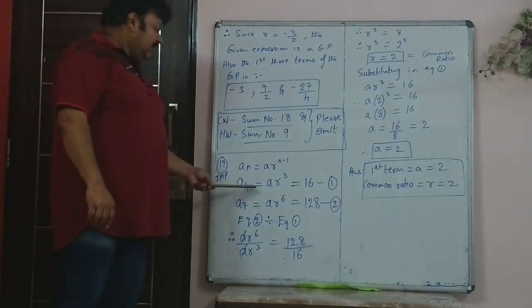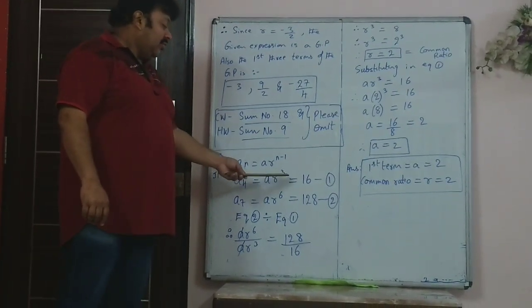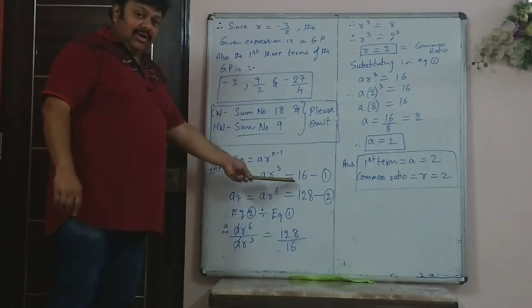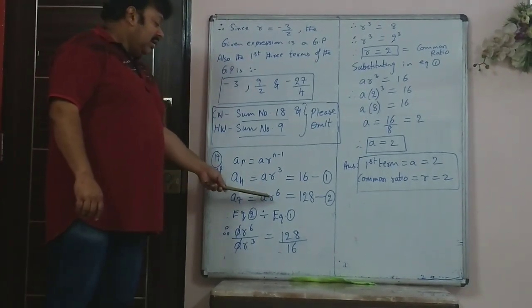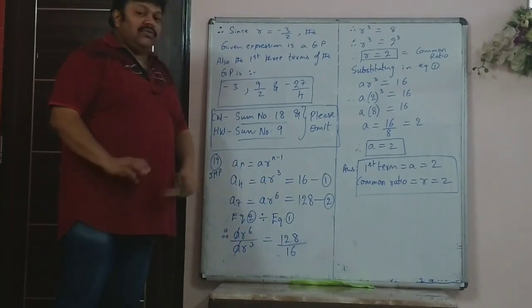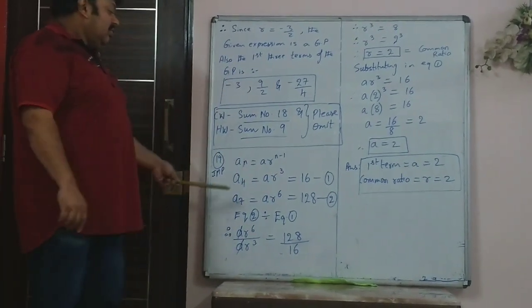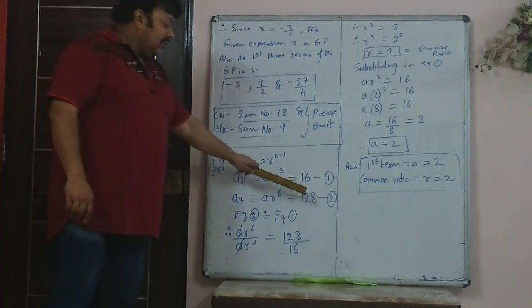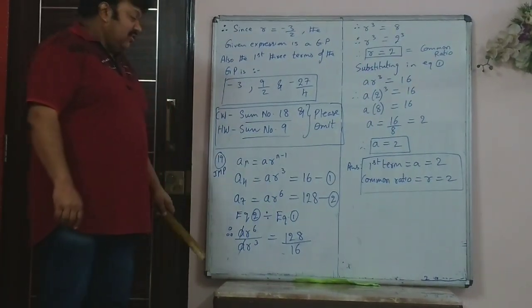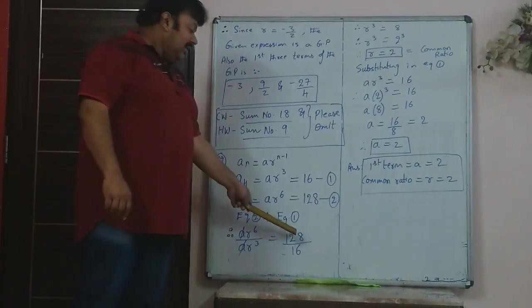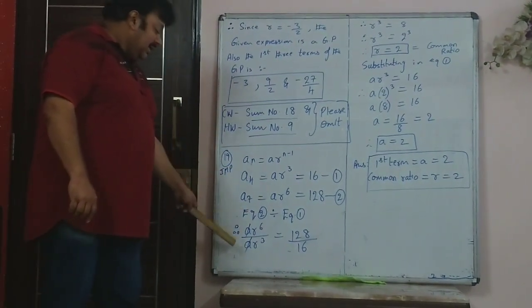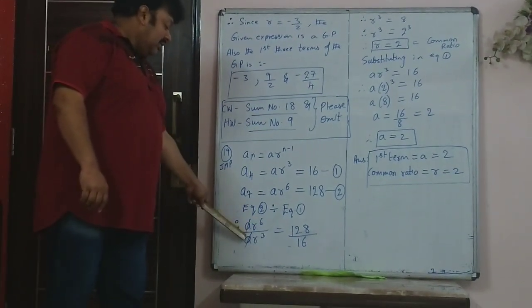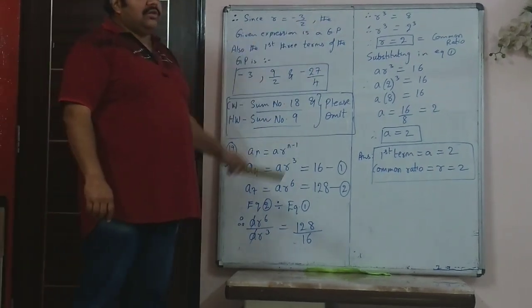So here a4 is a r cube, that is 16. So already given it is 16. And a7 is equal to a r raised to 6, which is 128. So these two are given. So if you do equation 2 divided by equation 1, it will be 128 upon 16. So a and a will get cut. So r raised to 6 upon r raised to 3 is r raised to 3.